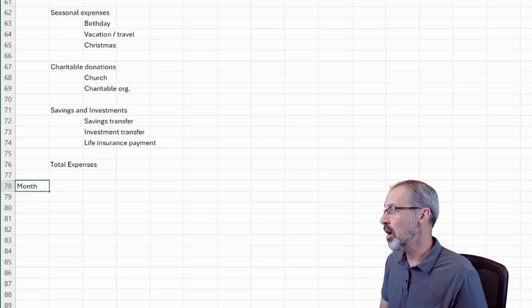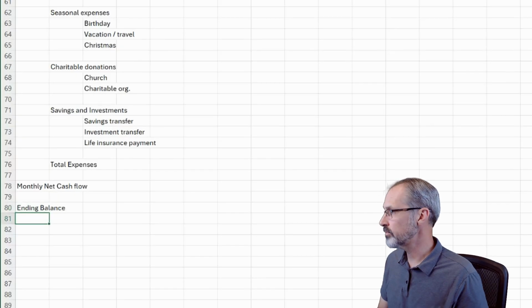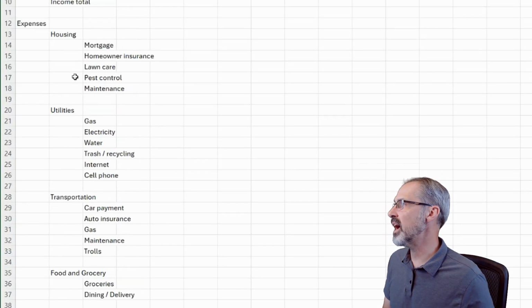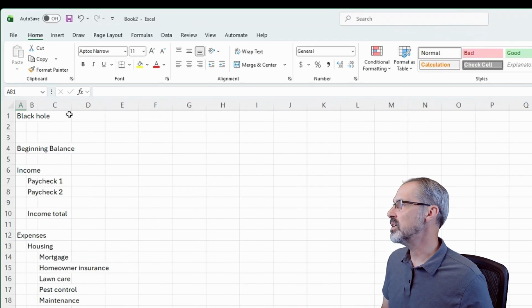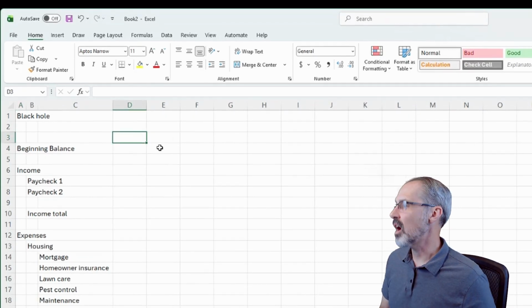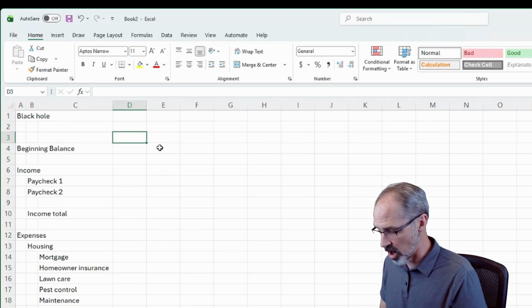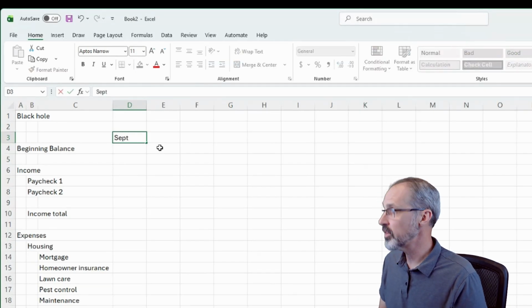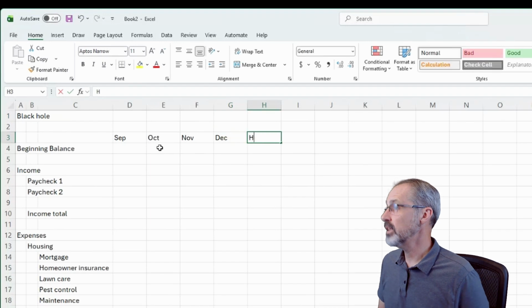And so that's the monthly net cash flow. Finally, ending balance. All right, so let's go back up here and show how we can do this a little bit. Let's make it a little bit easier to see. Now what we want to do is track these by month. So let's start in, say, September, and then October, November, December.